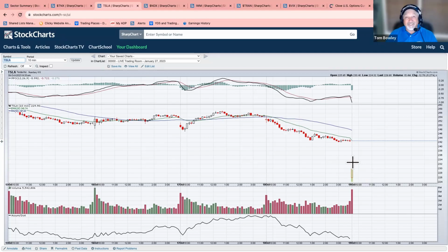Be careful out there. Watch the VIX, especially if this market rolls back over, puts in some new recent lows. Keep a close eye on that VIX. Anything back up into the 20s could spell short-term trouble for equities.